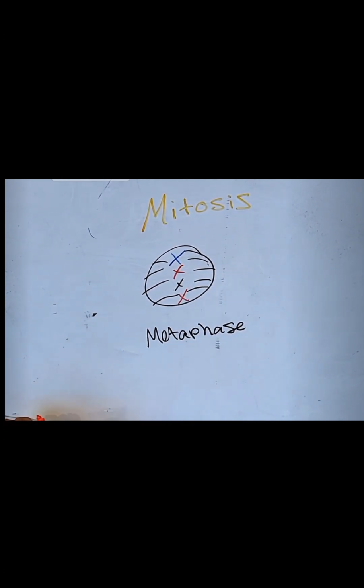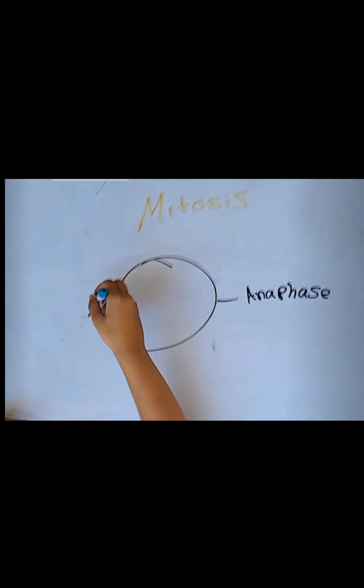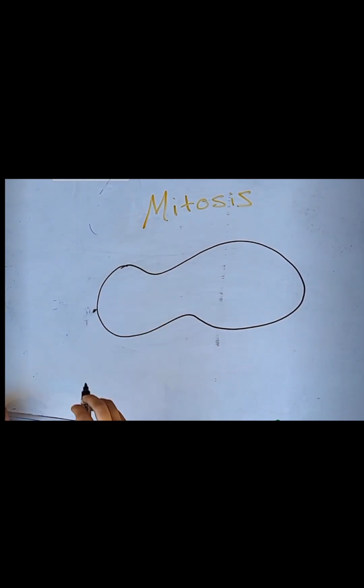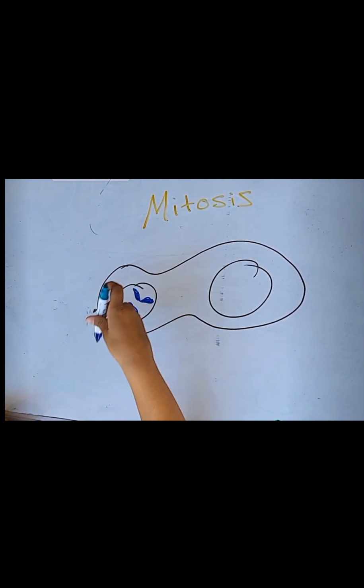Metaphase is where the chromosomes line up in the middle of the cell. Then anaphase, when the sister chromatids break apart and move to the opposite sides of the cell. Then telophase, where sister chromatids move to the opposite ends of the cell and two nuclei are formed. The cleavage furrow appears.